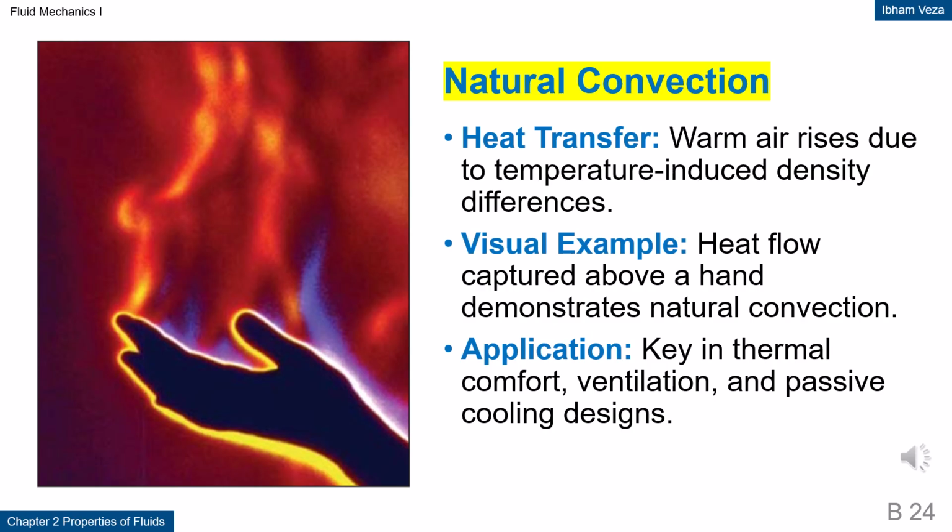Natural convection. Natural convection occurs because of density differences caused by temperature differences. Warmer fluid becomes lighter and moves upward, while cooler fluid moves downward. This phenomenon can be observed in warm air rising above a hand. Natural convection is very important in ventilation and passive cooling. Many engineering systems use this mechanism without fans or pumps.